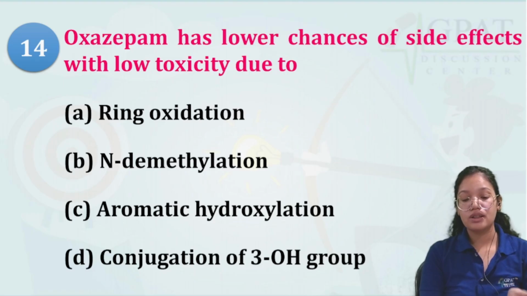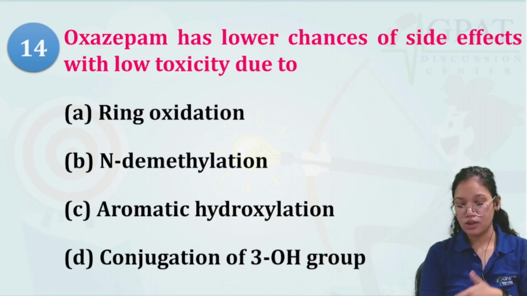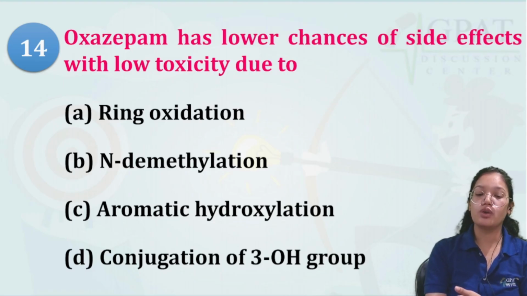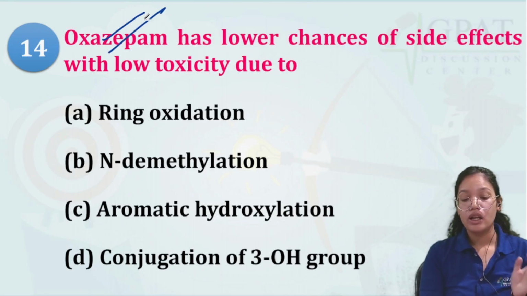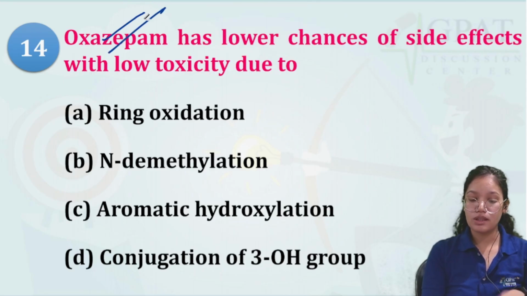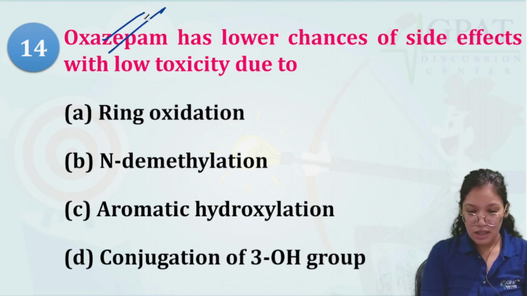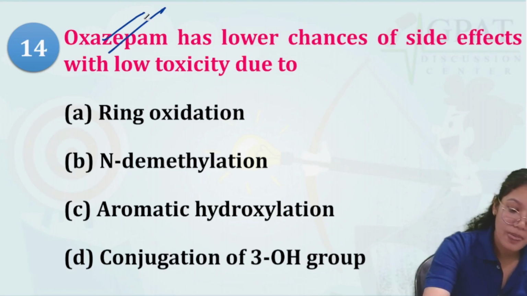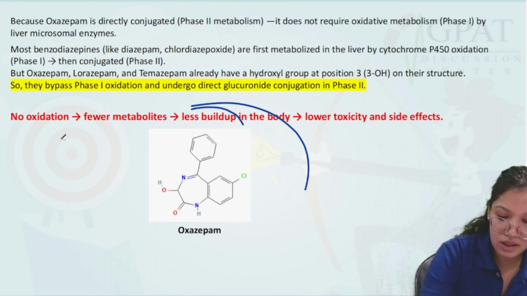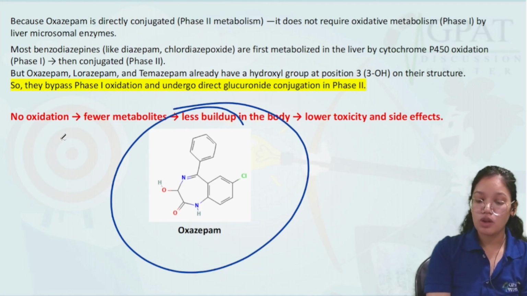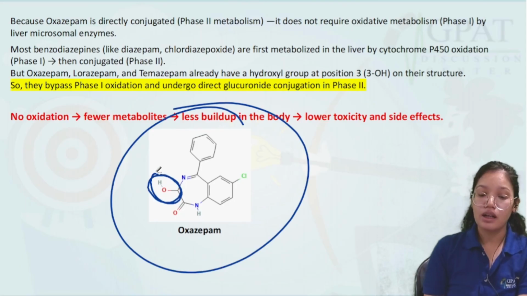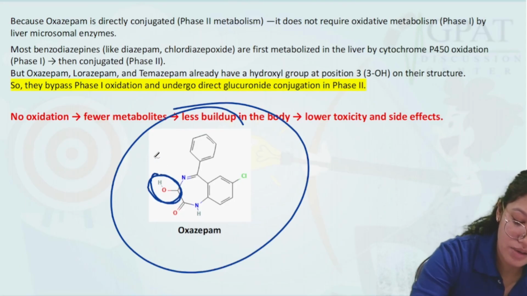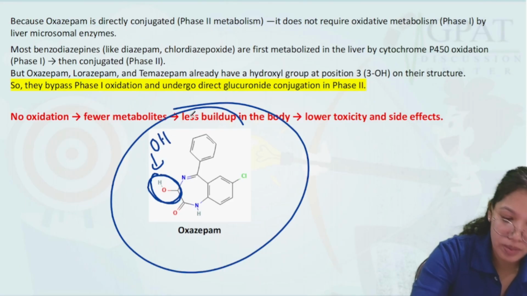Now the next question says oxazepam has lower chances of side effects with low toxicity due to. Oxazepam is a type of benzodiazepine. Why does it have lower chances of side effects? Let me show you the structure of oxazepam. In this oxazepam, at the 3rd position, we have an OH group.